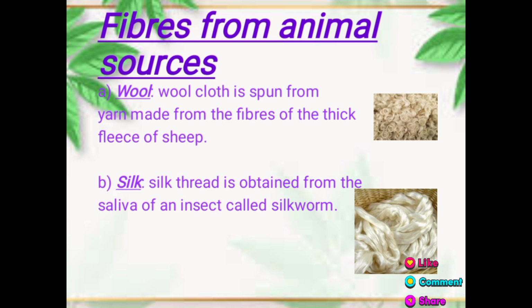Next one is silk. Silk thread is obtained from the saliva of an insect called silkworm. The silkworm makes a tube-like structure, that is called silk. From that we get the silk yarn and make silk fabric. These silk fabrics are used to make dresses, saris, anything.